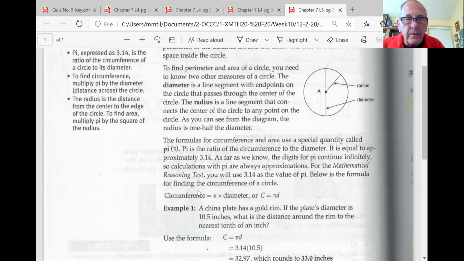Another big thing about the circle is the value of pi. The circumference is equal to pi times the diameter, or pi is equal to the circumference over the diameter. It's that ratio. And this value is an irrational number. It keeps going and going and going.